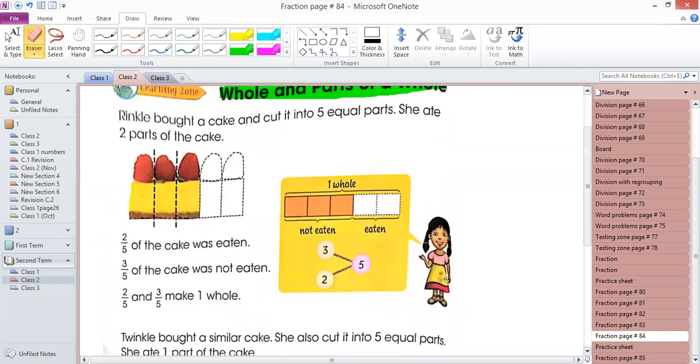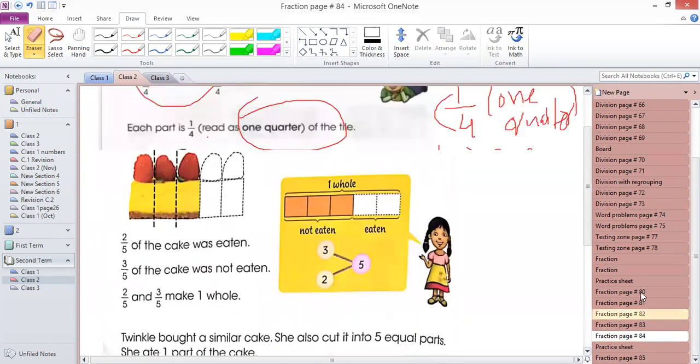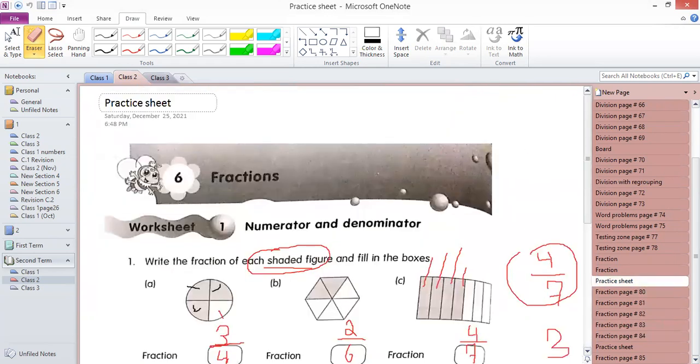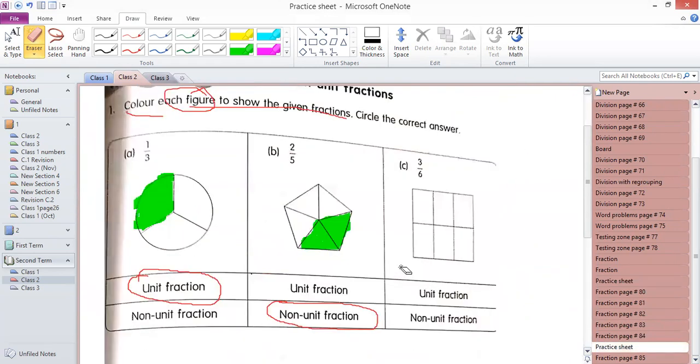Now, guys, we are going to start a practice. We were discussing the practice sheet also yesterday. In the practice sheet, we were identifying the fraction and how to color a fraction. We have to color each figure to show the given fraction. There is a question, color each figure to show the given fraction. So this is 1/3. So we have to color one part out of three parts to make it 1/3.